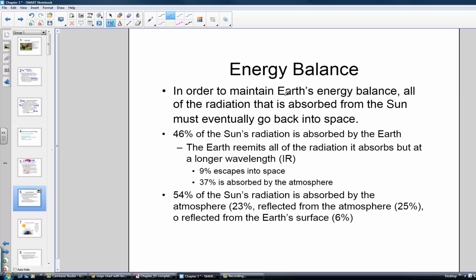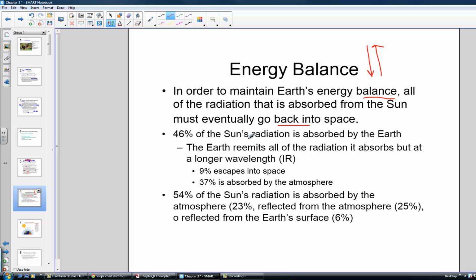So in order to maintain the Earth's energy balance, and that's the key word there, isn't it? Balance, all of the radiation that's absorbed from the Sun must eventually go back into space. That's what balance means. What's hitting the Earth and being absorbed eventually to create a balance has to be equal but opposite of what is reflecting back. And so this is what the concept is with the greenhouse effect.